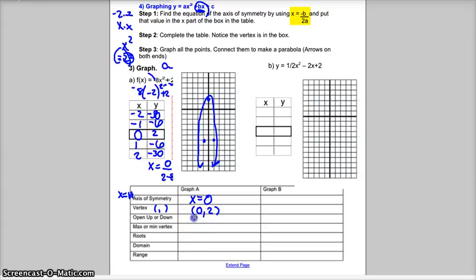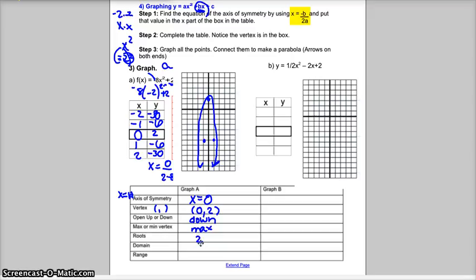Is the graph opening upward or downward? Well, we can see that it's opening downward, and we know it is because of the negative in the equation. Is there a maximum or a minimum for the vertex? Well, there's a maximum. Roots. There are two roots. We can't really identify them clearly here.